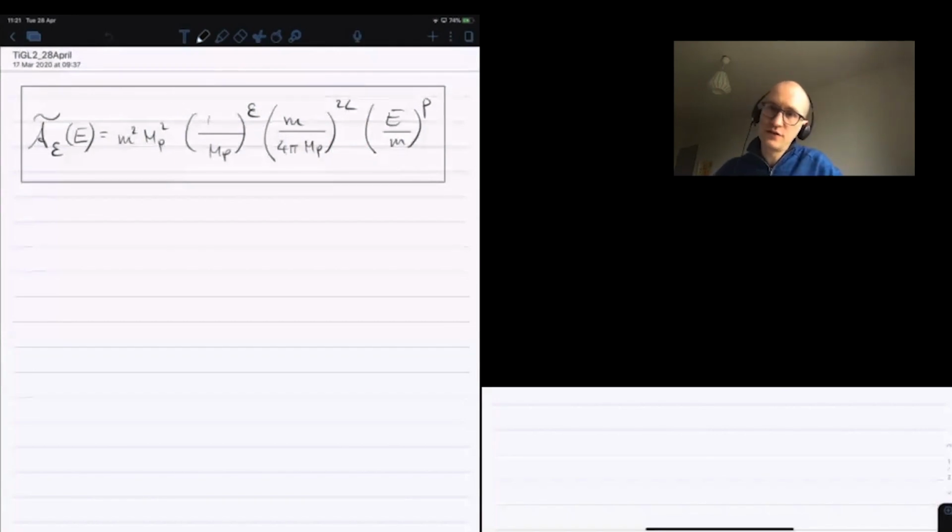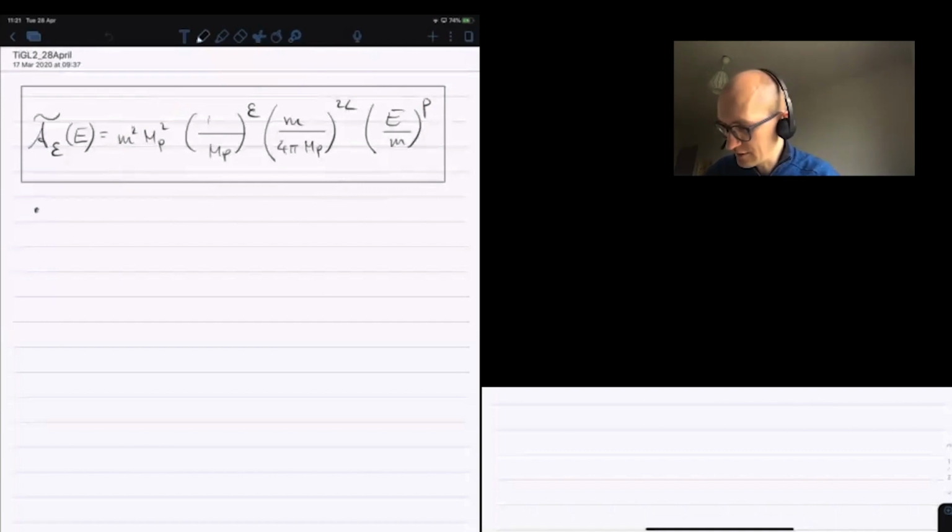But you could, of course, also do it again from scratch. You could write down how the graviton propagator scales with momentum, how each vertex scales with momentum, and then do the dim reg, and you would also arrive at this result.